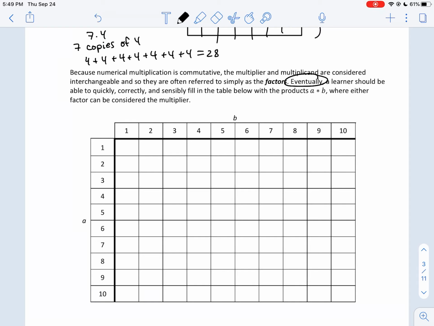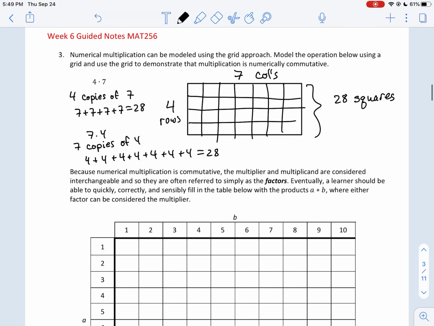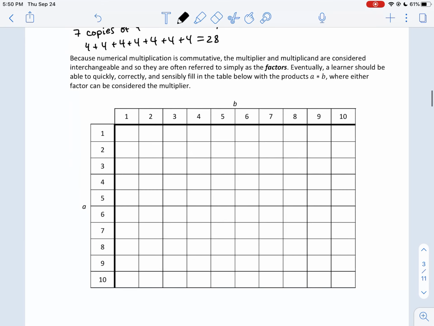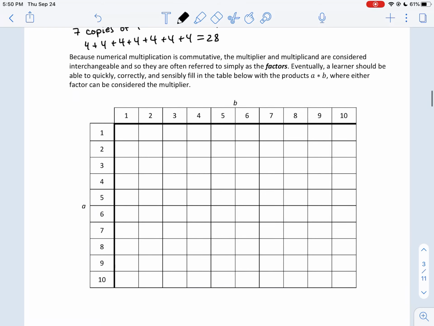Eventually, a learner will practice multiplication with numbers between 1 and 10 to the point where they can correctly and quickly and sensibly, I mean they could justify why 4 times 7 is 28, but they could also fill in this table quickly and correctly with the products a times b, where either factor can be considered the multiplier. So here we're doing a times b. Let's assume a is the multiplier, because that's our traditional approach, is to assume the first one is the multiplier.